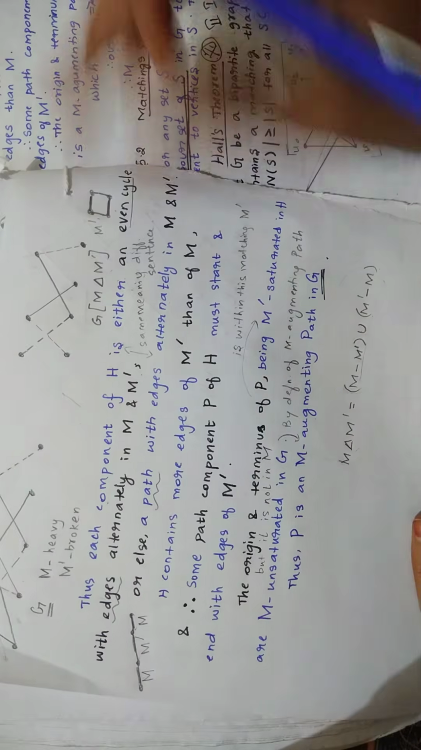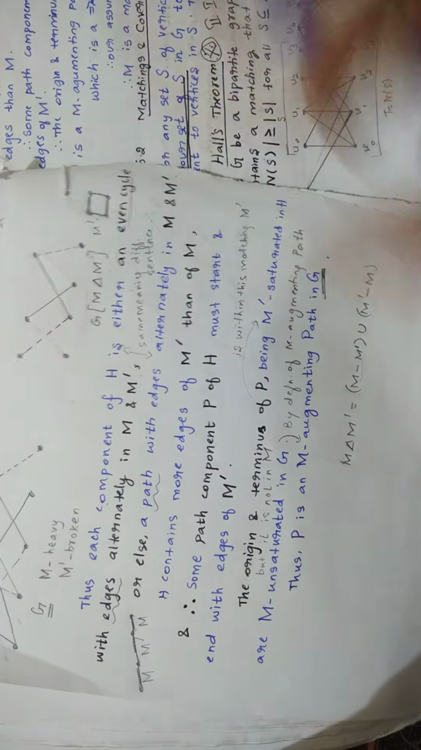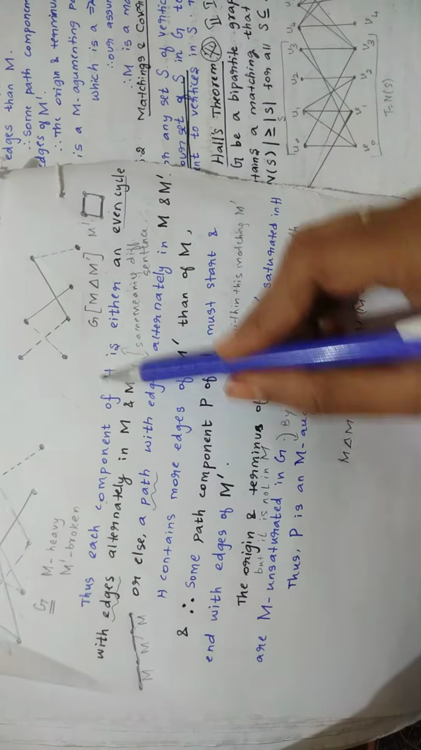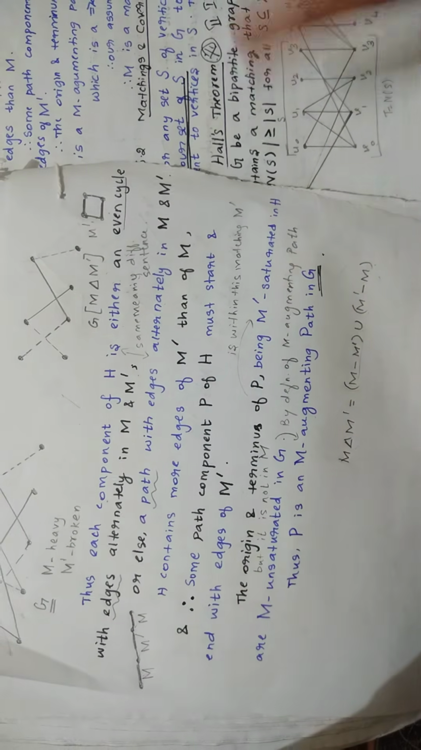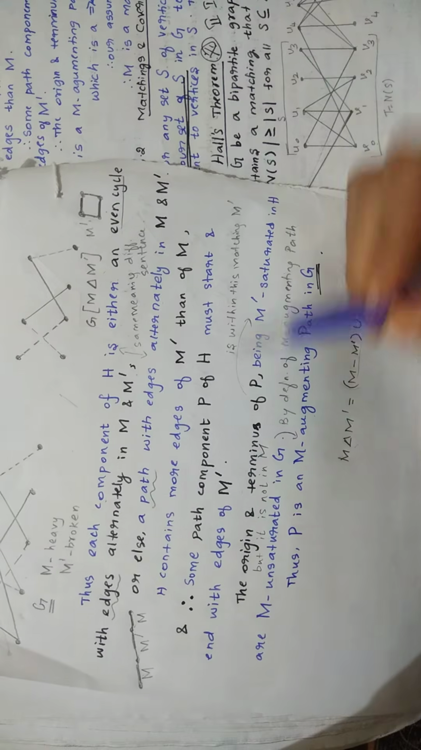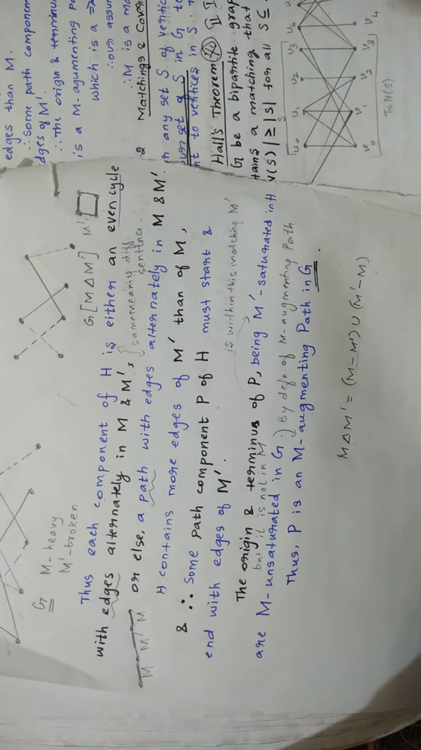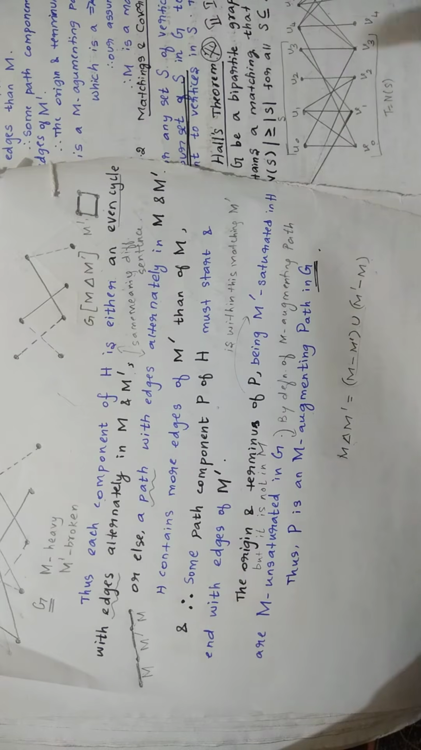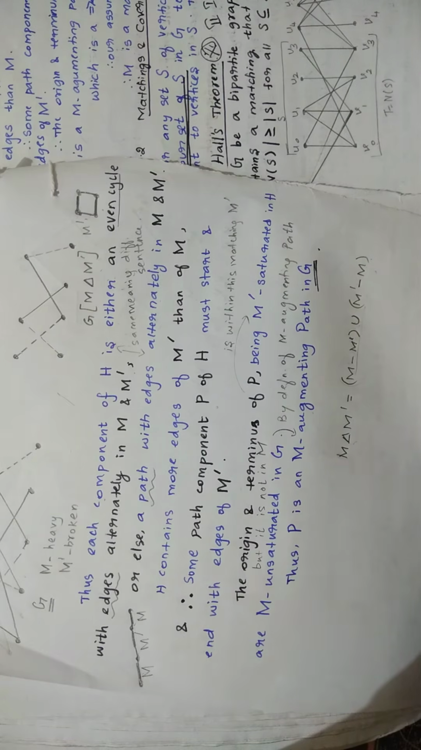H contains, if it is like that, then H contains more edges of M dash than of M. If it is present like that, then what you will get is, H will contain more edges of M dash. You have a matching M dash, right? Our graph H will have more edges from the matching M dash than M. That is what you are writing.